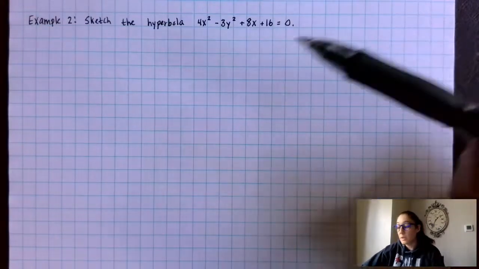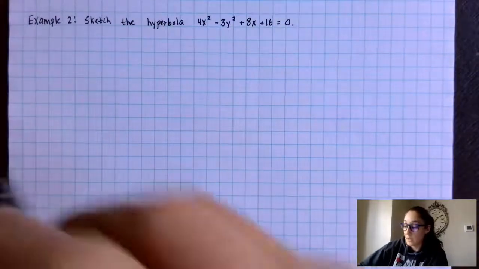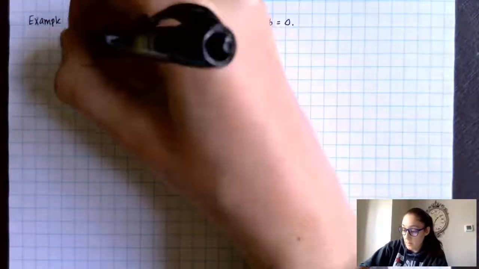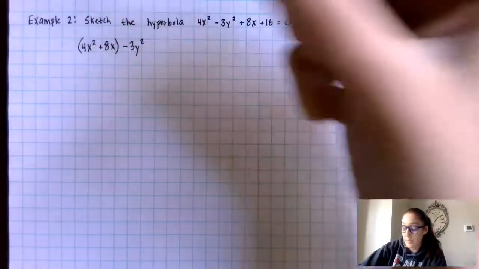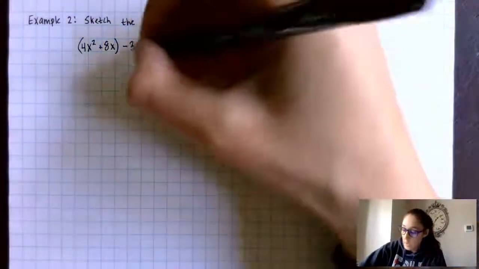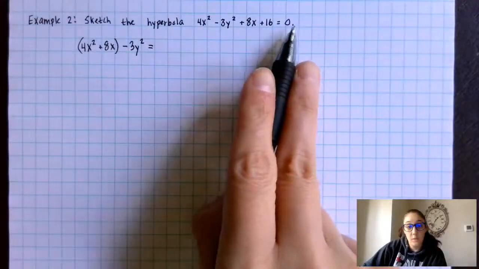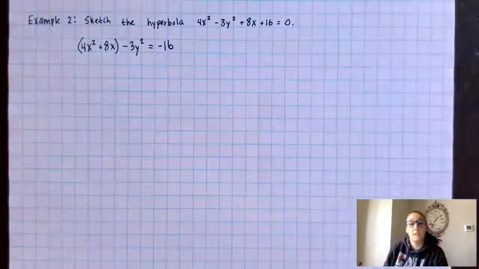So the first thing that we want to do, just like always, is we want to group our x's and then group our y's. So I'm going to rewrite this as 4x squared plus 8x, and then I'm going to have my minus 3y squared. There's not another y to group with it, so that just stays by itself. And then the constant gets moved over to the opposite side, so that becomes a negative 16.